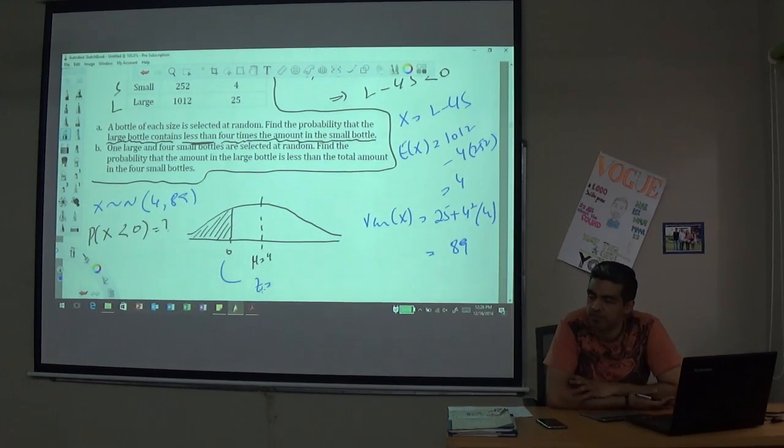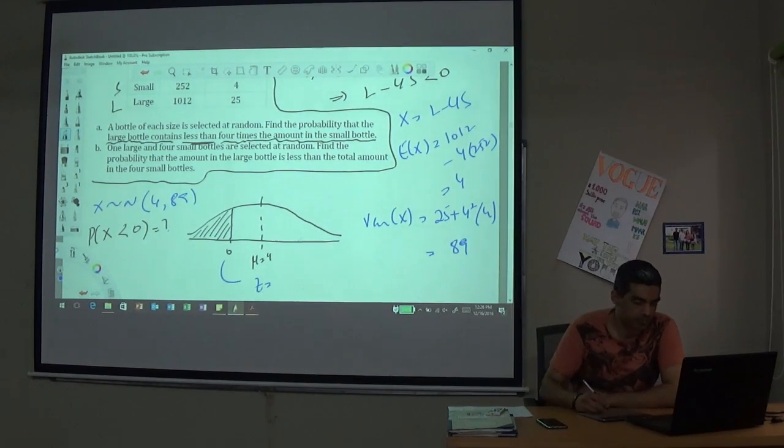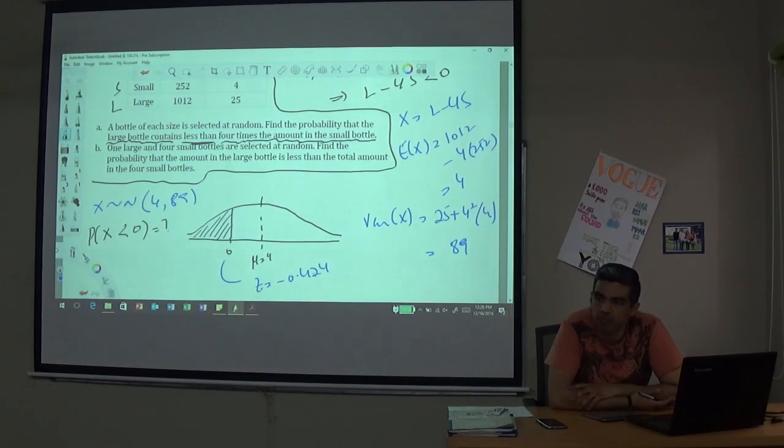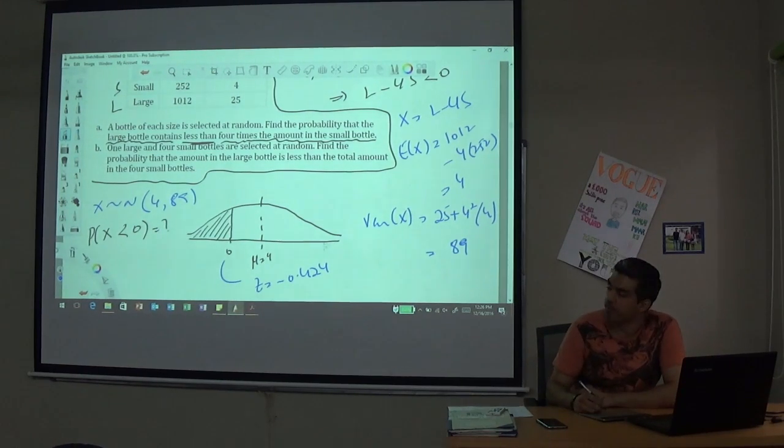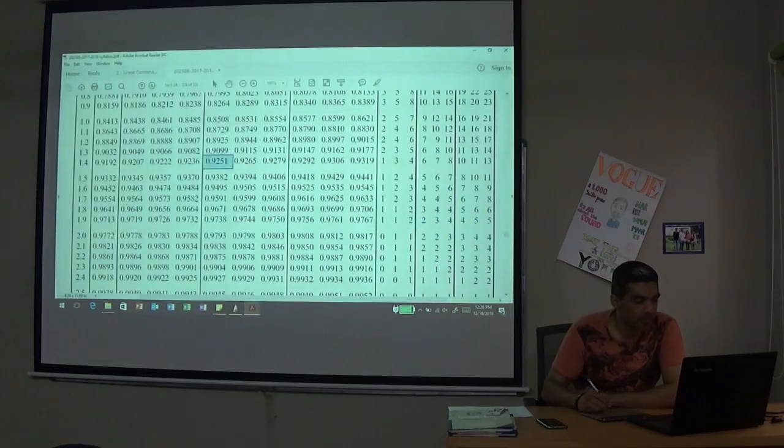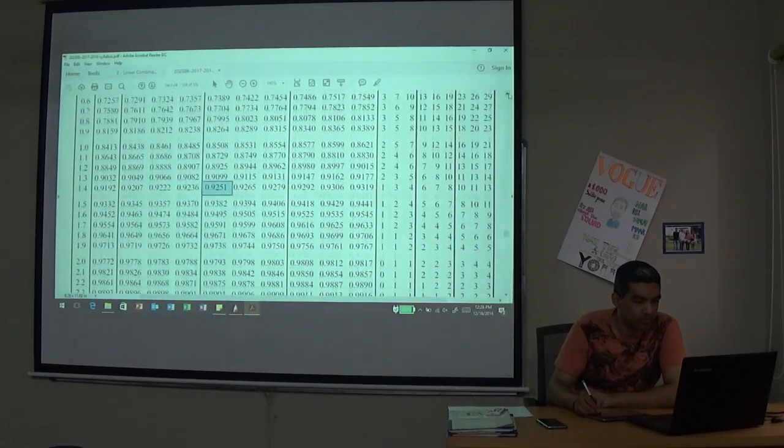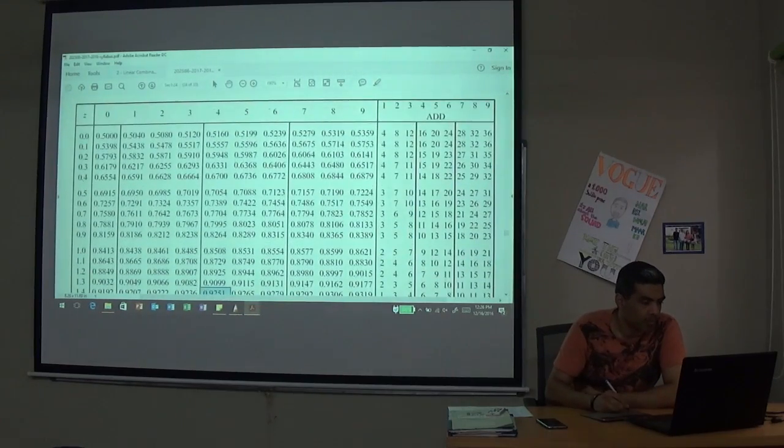Let's find the z value. Minus 0.424. Let's check the table for 0.424. That means add 14 to it.